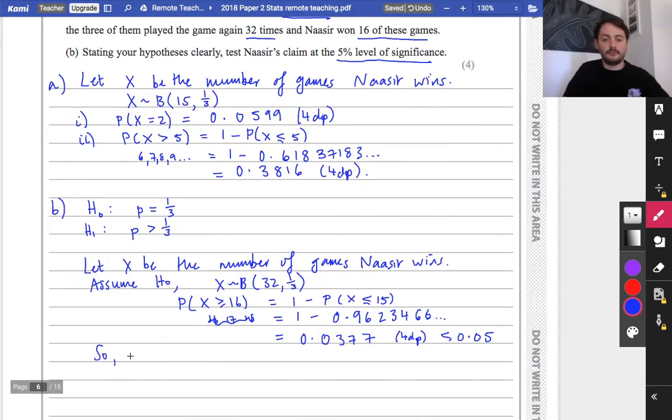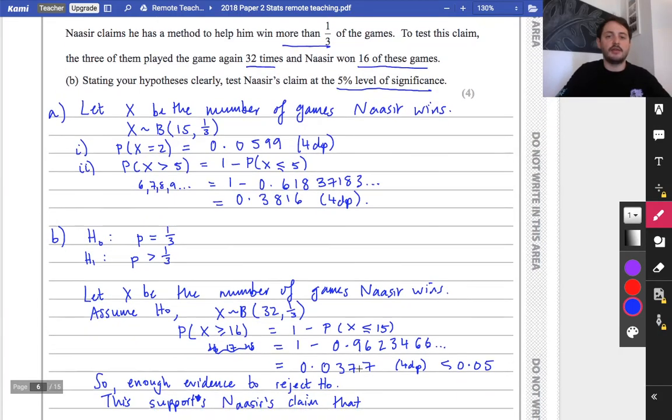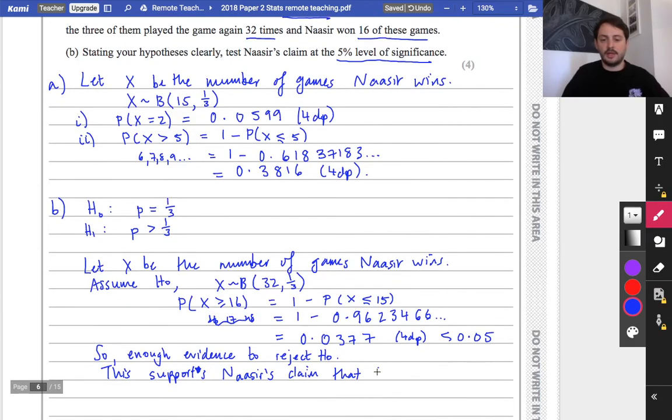So there is enough evidence. This is saying it is less than 5%. So there is enough evidence to reject H0. This supports Nasir's claim that, what did he say? That he can win more than 1/3 of the games, that he can win more than 1/3.